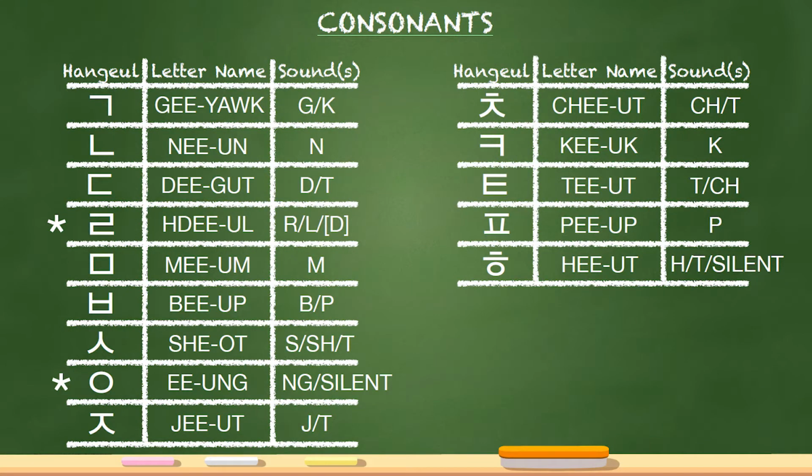One letter that I want to bring to your attention is chiut. If you notice, it begins and ends both with a T sound, but the two sounds that it makes is a T and a Ch sound.